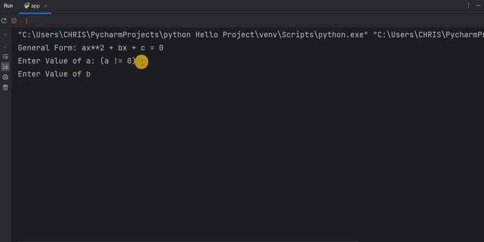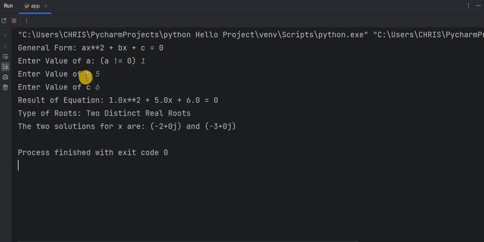And enter value of b. I've seen there's no semicolon here. I'm going to insert it there. So we have 5. Let me use 5. And enter value of c, and c is 6. Let's see the result of the equation. So we have 1x squared plus 5x plus 6 equals 0. So two distinct real roots. Okay. So we have negative 2 plus, there's no imaginary, that is 0. Negative 3 plus 0. Okay.